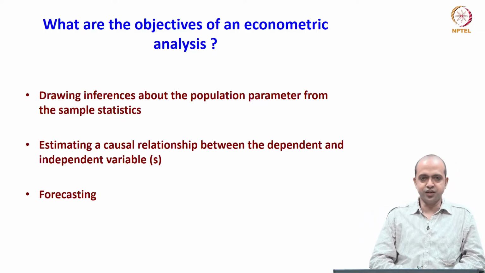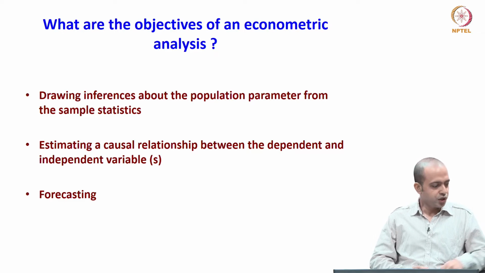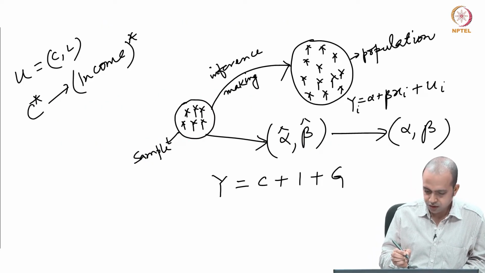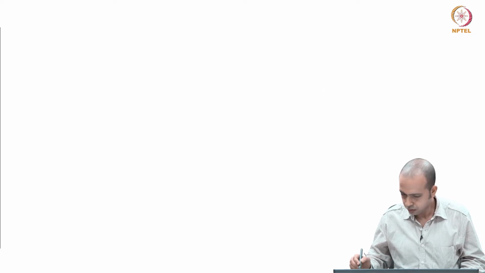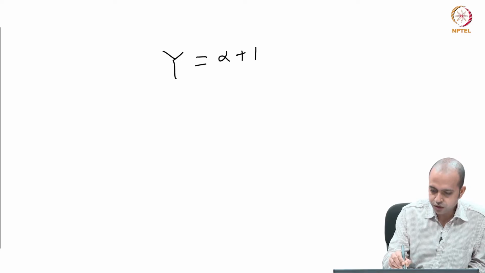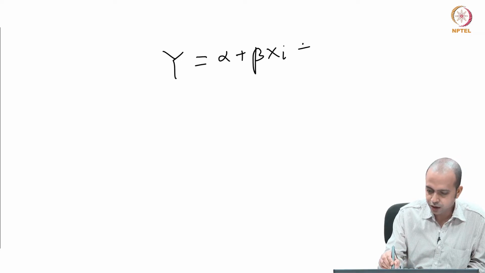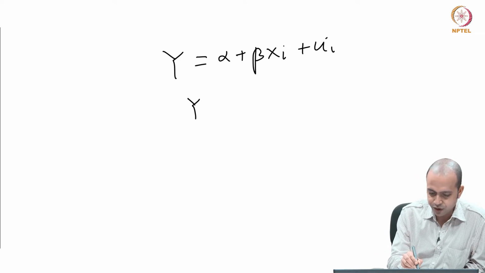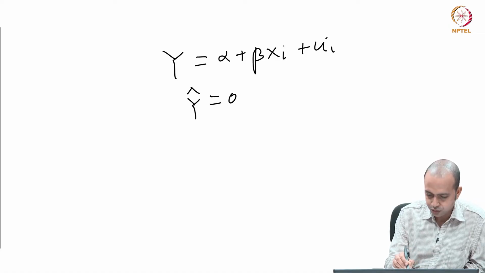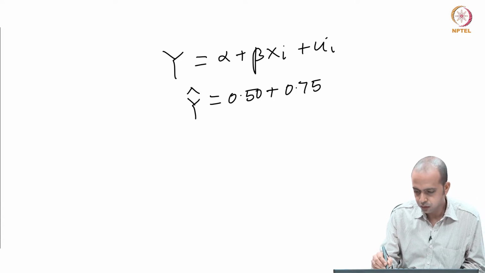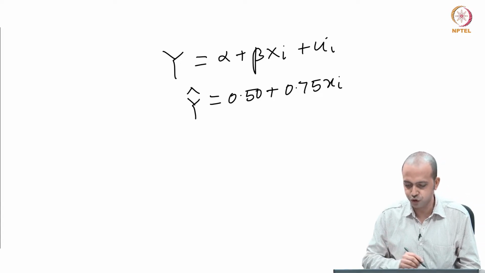And then lastly we can use econometric models for forecasting as well. How will you use that? Suppose this is your consumption function, Y equals alpha plus beta Xi plus ui, this is your model, and after estimation from the sample you have got this one. This is your estimated model.